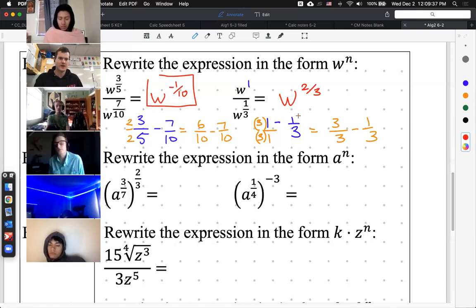All right. On to example number 4, which in my opinion is even easier than example number 3. Adding and subtracting fractions is much harder than multiplying fractions. All right, so example 4, I have a to the power of 3/7 to the power of 2/3. What do I do? Go for it, Charles.